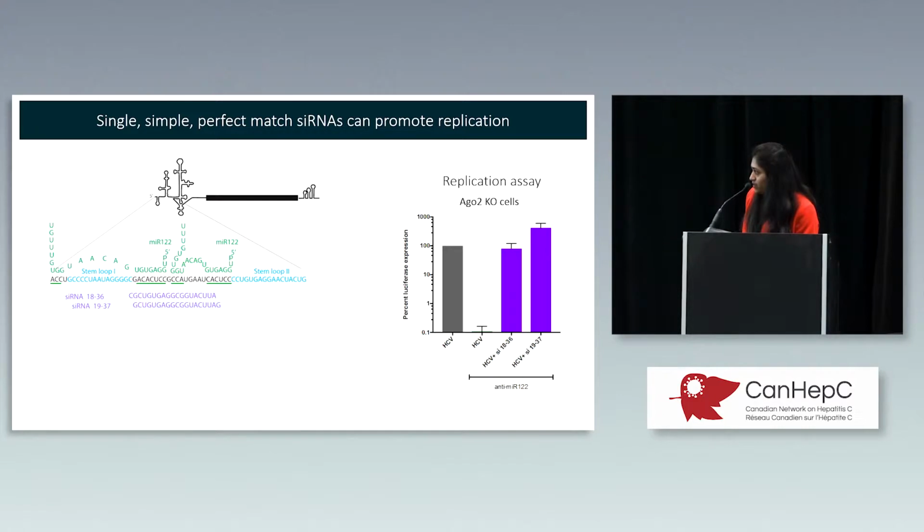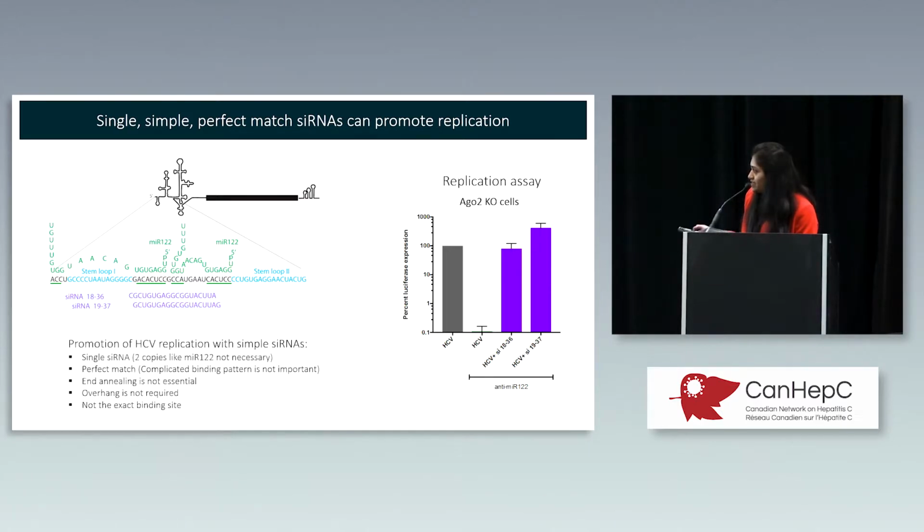But to the same sample, when we add either of the two siRNAs, we see that the level of replication is rescued back to the original level, or even higher than that with Si19 to 37. This experiment was crucial to tell us that a single, perfect match copy is enough to promote virus replication. It does not need to bind to the extreme 5' end, and it does not need the long overhangs. What we also found is that the siRNA sequences are not exactly the same as the microRNA sequence, and the site where it binds is not exactly the same.